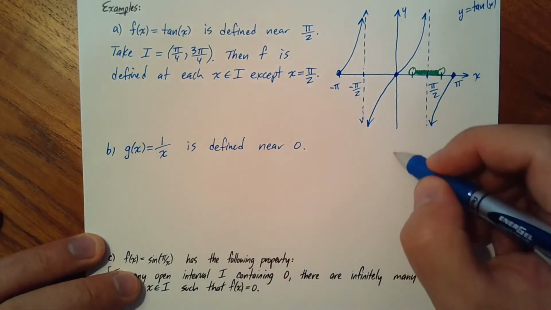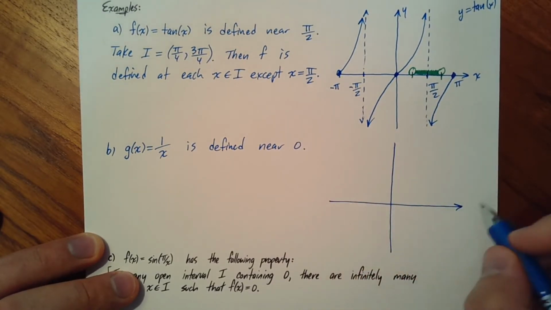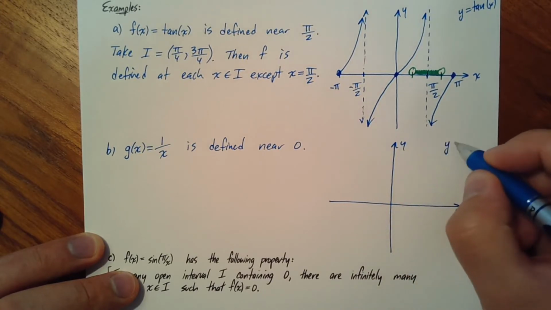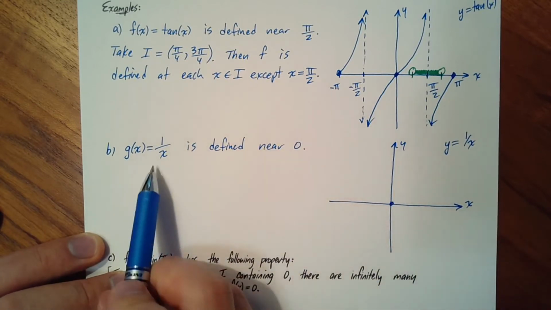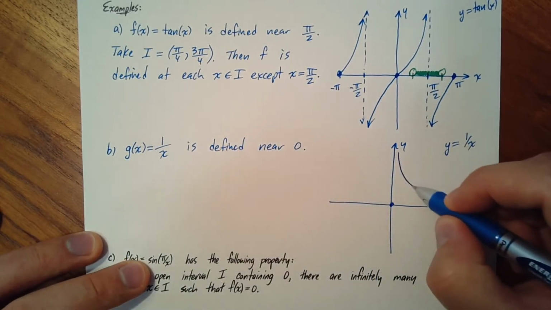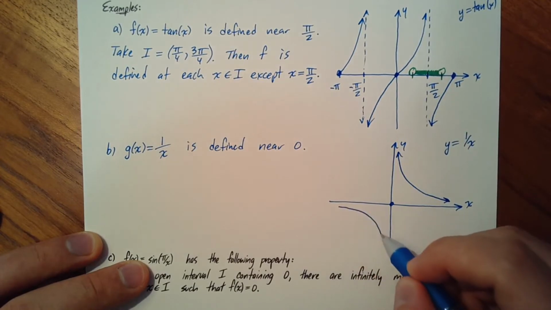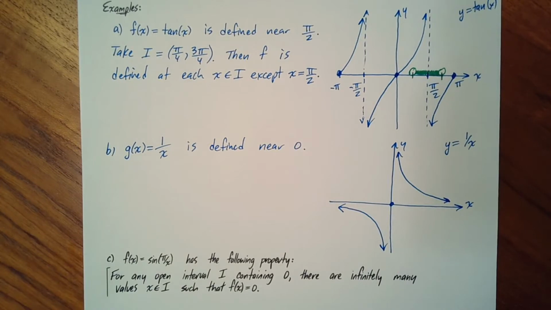And again, in order to come up with our interval, let's draw the picture first, just to remind ourselves what the graph looks like. You've got the graph of y equals 1 over x. So what does this look like? Well, this has a horizontal asymptote along the x-axis, and it has a vertical asymptote along the y-axis. And it looks something like this. This is just a rough sketch. It's not going to be perfect, but that's okay. So this is roughly what the graph of 1 over x looks like.